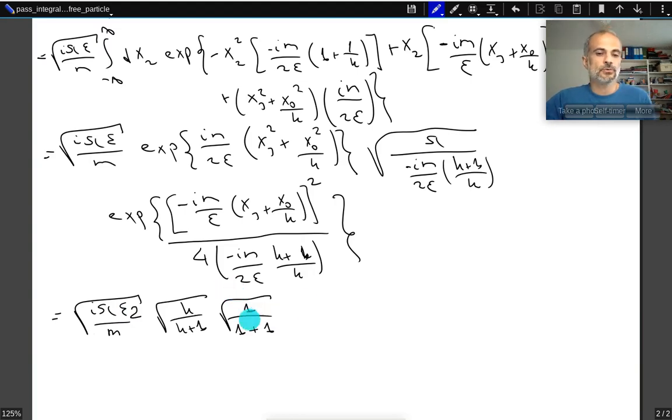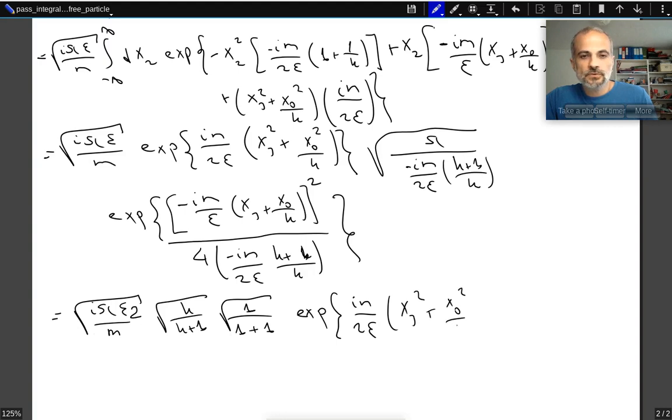Now the reason why I wrote it in this form is such that this looks like this term over here, but for k is equal to 1. Now in the x2 integral we have k is equal to 2. And then let's see, we have the exponents, i m over 2 epsilon times x3 squared plus x0 squared over 4. This is this term over here.